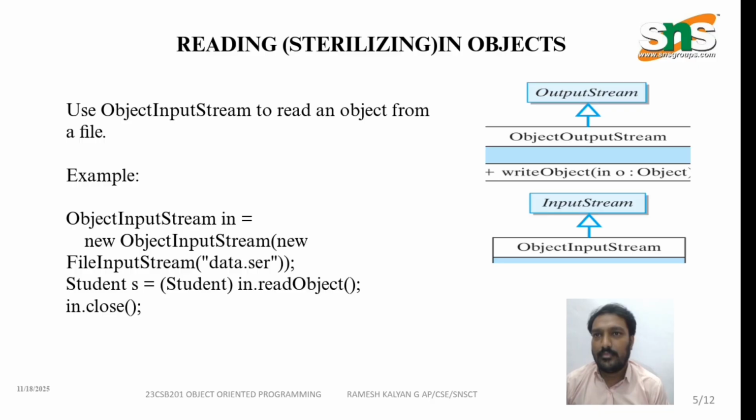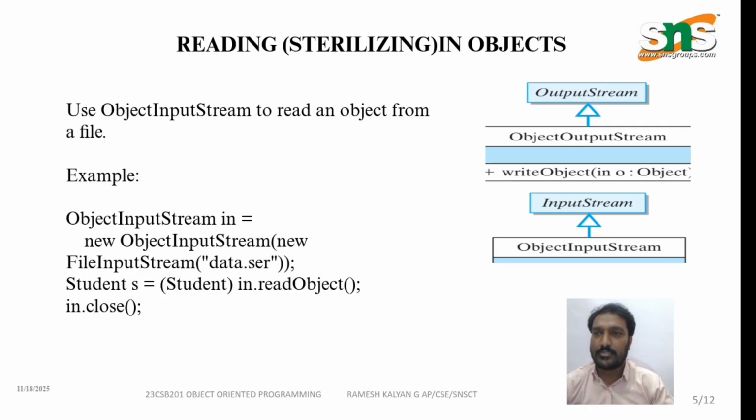Next, reading or deserializing objects. We use ObjectInputStream to read an object from a file. Previously we have seen what a stream is and the types of streams. We have different streams like ObjectInputStream, ObjectOutputStream, FileInputStream, and FileOutputStream. In order to read an object, we use ObjectInputStream to read an object from a file.